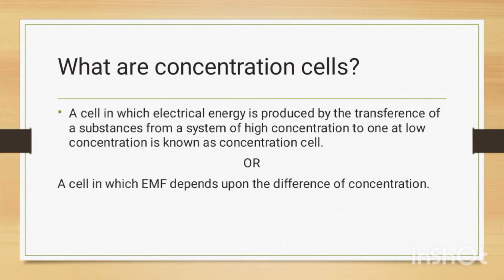So, what are concentration cells? It is a cell in which electrical energy is produced by the transference of a substance from a system of high concentration to one at low concentration. This is known as a concentration cell. Or you can say a cell in which EMF depends upon the difference of concentration.